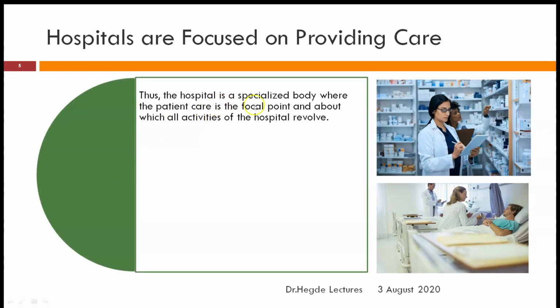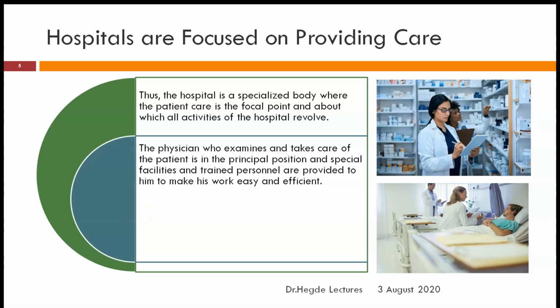Thus, the hospital is a specialized body where patient care is the focal point, about which all the activities of the hospital revolve. Means they are mainly centered on patient care, whether it may be the doctor, nurse, or the pharmacist. The ultimate, common objective is patient care.